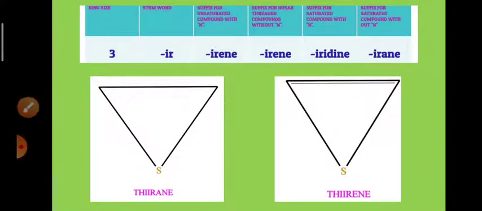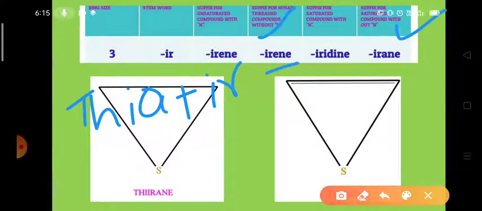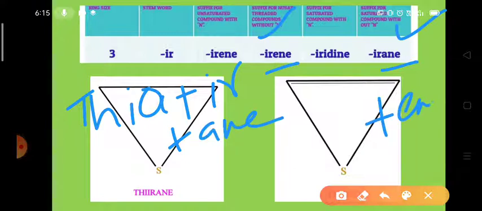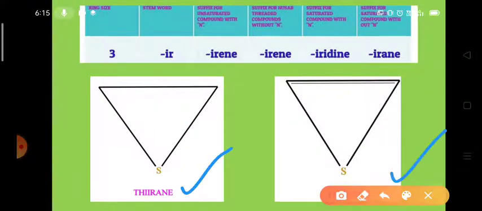And these two are sulfur heterocyclic compounds with ring size 3. The prefix is thia or thio. Thia plus ring size 3. So the prefix and stem word are the same for both these compounds, and these are compounds without nitrogen atoms. So ane and ene we would use. For the saturated one, we would use ane. For the unsaturated, we would use ene. So thiirane and thiirene. These are the two names for these two compounds.